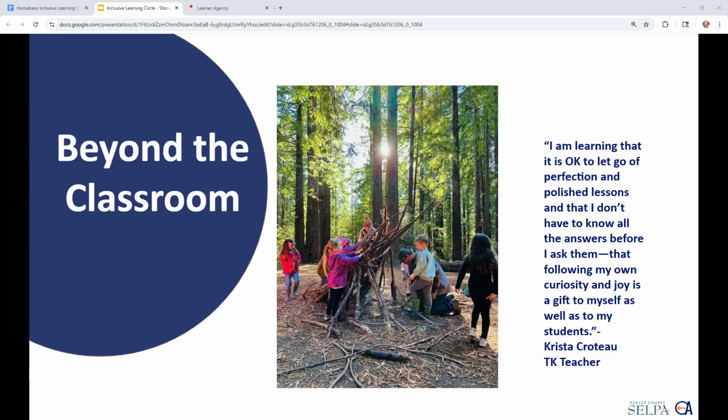There are so many great activities they do there, really making all kinds of mud creations, building shelter, lots of nature play, and community awareness. And there's a quote from Krista, the TK teacher, in the article, and I love it: "Letting go of perfect lessons, my own curiosity and joy are really gifts to students." I love that because she's modeling that curiosity, that joy, that exploration, and that ripple effect for students empowers them to be able to do it themselves.